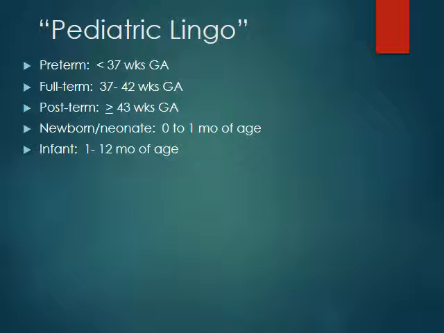As far as gestational age goes, when they're preterm, that would be less than 37 weeks gestational age. They would be full term if they're 37 to 42. Post-term would be greater than 43 weeks. And then the newborn or neonatal period is going to be 0 to 1 month of age, and the infant period would be that first month through 12 months of age. You'll often hear people refer to newborns as infants as well, but just know that there's a little distinction there: newborn or neonate would be that first month.